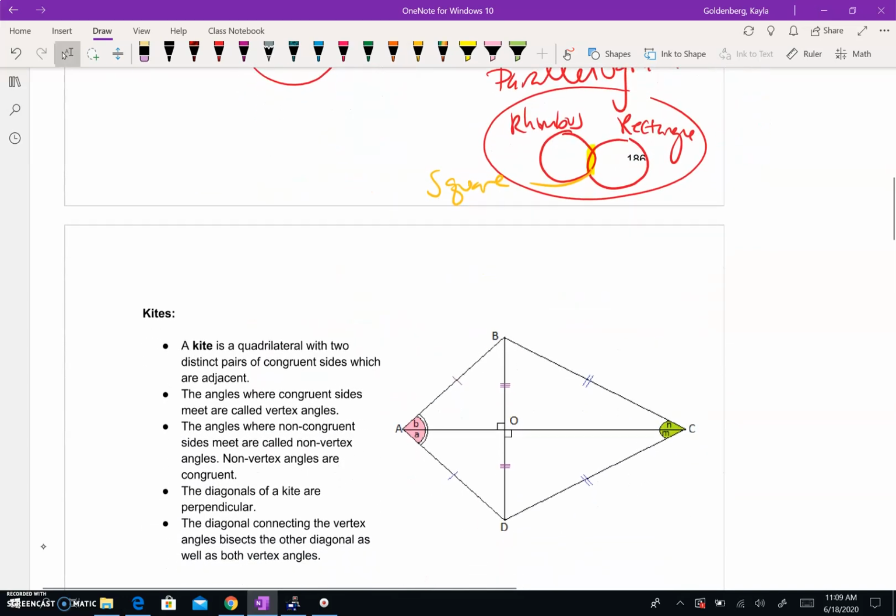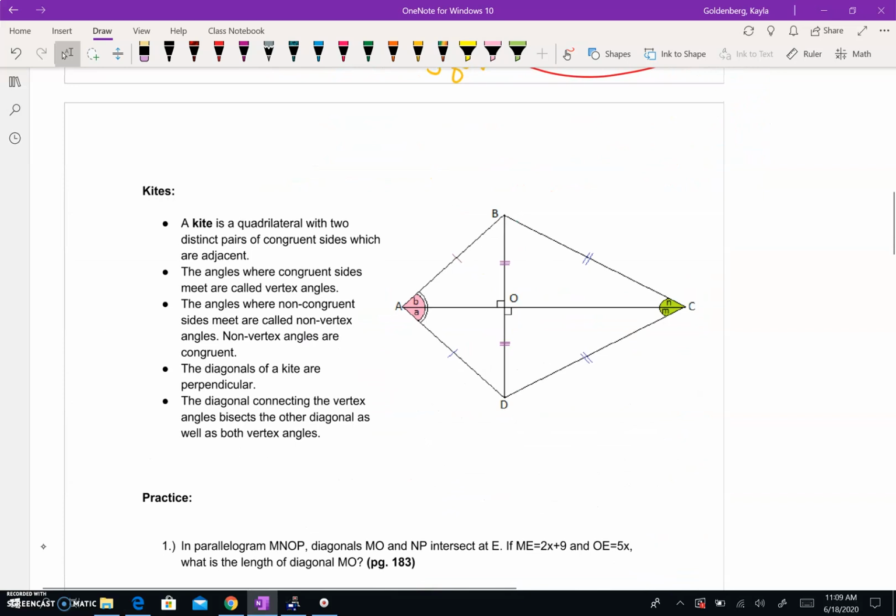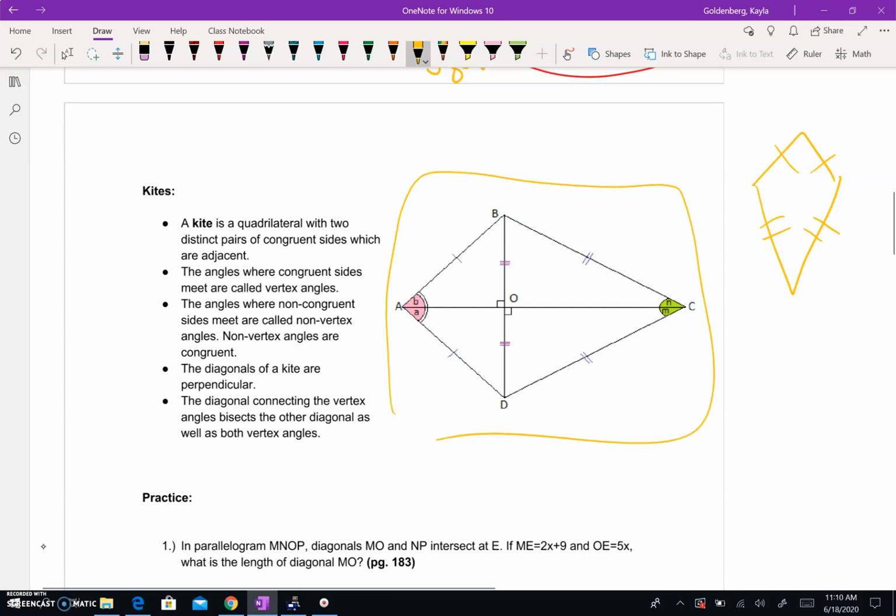Continuing on, kites. You've probably got a good idea of what a kite is from flying kites or seeing kites. Kites have adjacent sides next to each other that are equal, as are the other two sides next to each other. So you've got two pairs of adjacent sides that are congruent. If you look at this picture, it's got all the equal things marked pretty nicely.